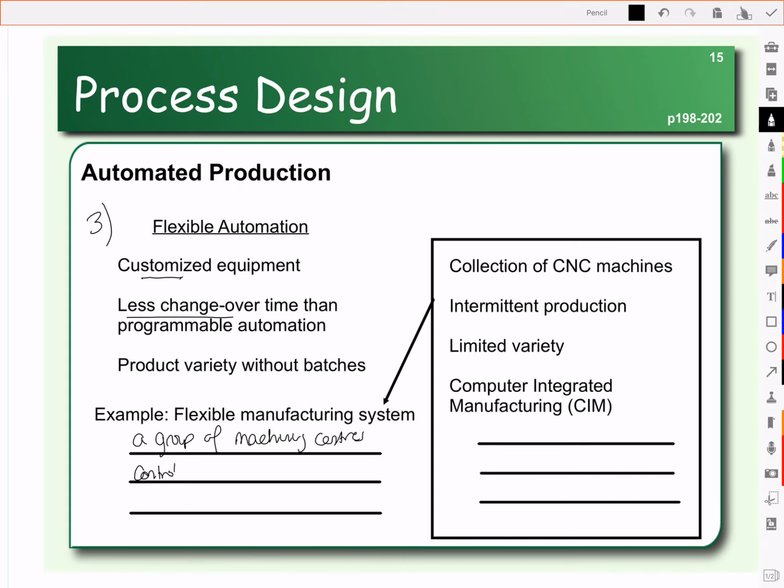controlled by a computer with automatic material handling. The big difference between programmable automation and flexible automation is that now we actually have a collection of CNC machines, and those CNC machines now talk to each other.